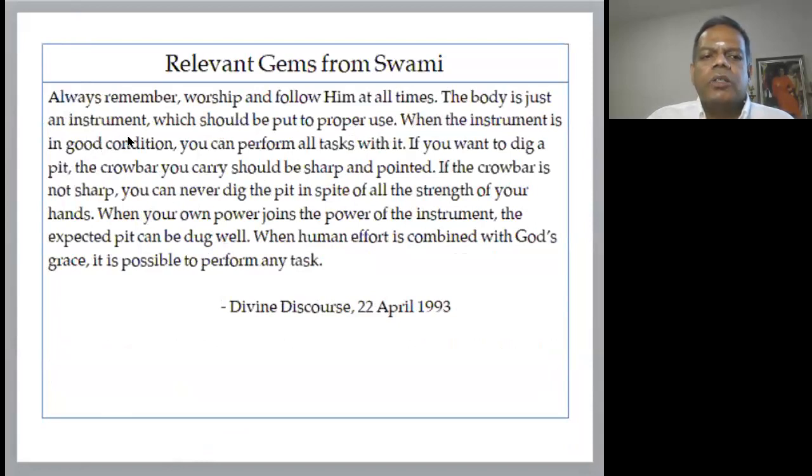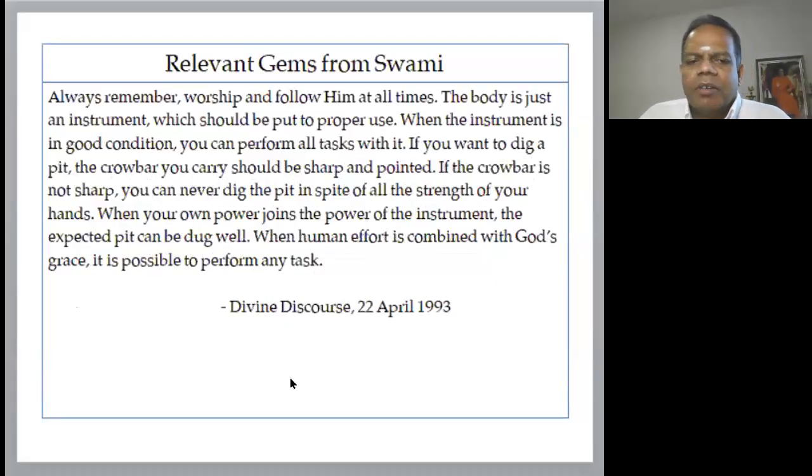The body is just an instrument which should be put to proper use. When the instrument is in good condition, you can perform all tasks with it. If you want to dig a pit, the crowbar you carry should be sharp and pointed. If the crowbar is not sharp, you can never dig the pit in spite of all the strength of your hands. When your own power joins the power of the instrument, the expected pit can be dug well. When human effort is combined with God's grace, it is possible to perform any task.